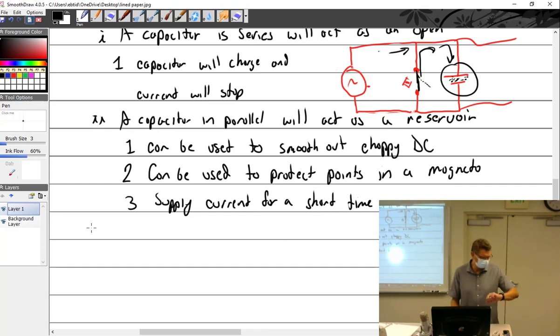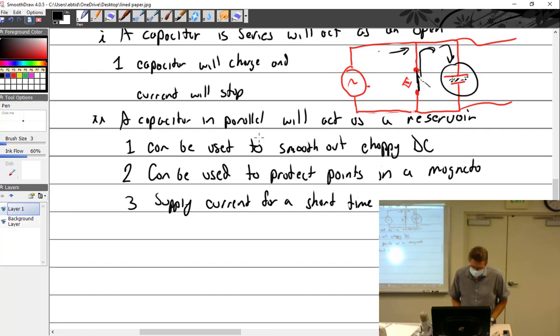All right. So, let me see. Capacitor, see. Let's see. If a capacitor is connected in series and voltage is applied, current would flow at a maximum until the capacitor is charged. The point is charged.